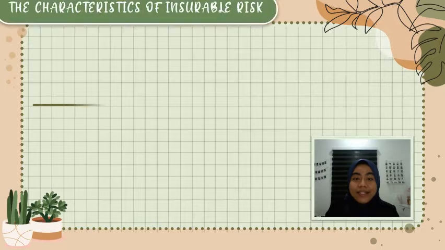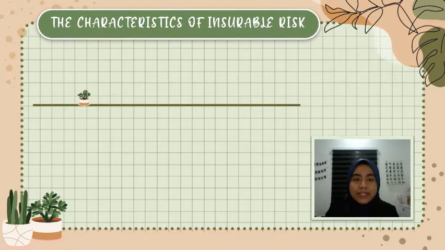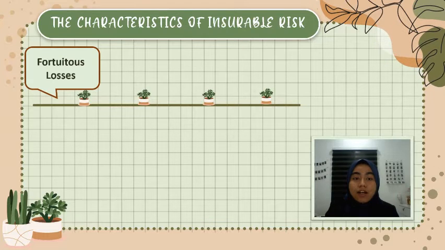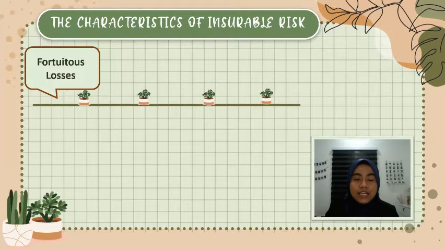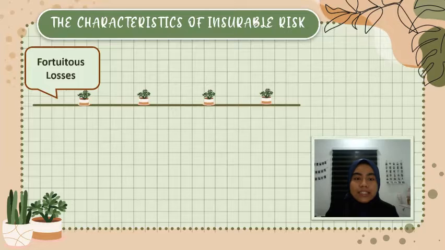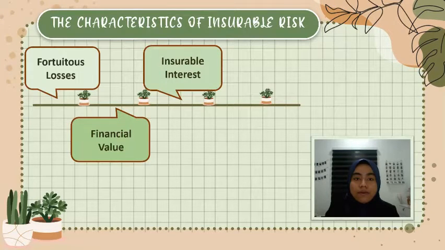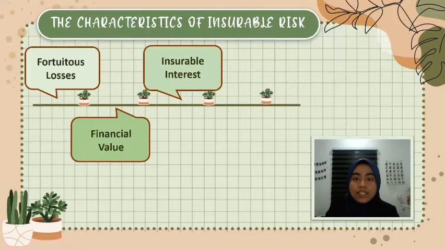Next, there are eight characteristics of insurable risk. The first characteristic is fortuitous losses. It means that the loss must be accidental, unintentional, and randomly occurred by chance in nature. The second characteristic is financial value, which means the losses must be accessible and can be measured in monetary terms or financially measurable.